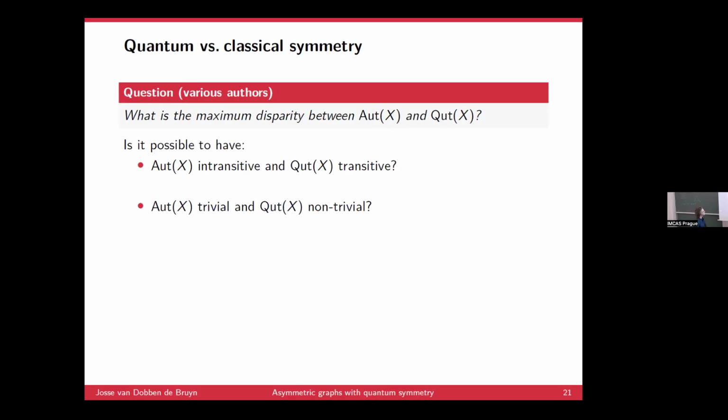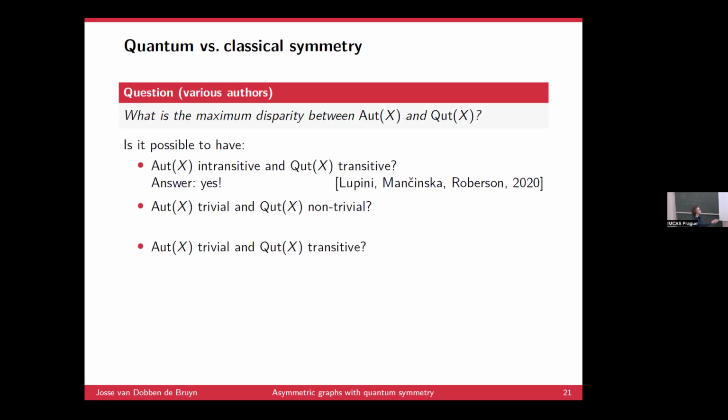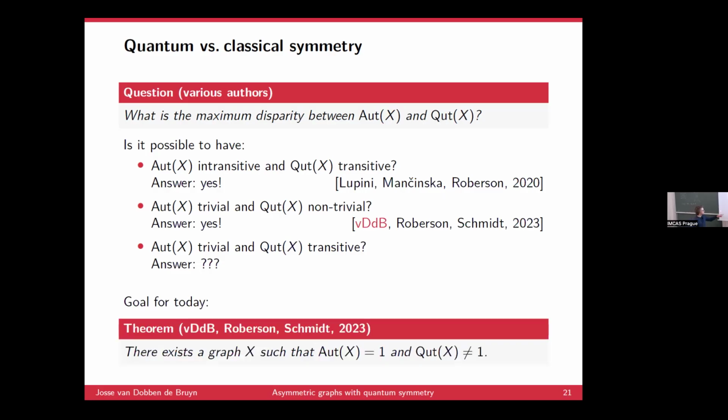Another question that has been asked: can we have a trivial automorphism group, non-trivial quantum automorphism group? Or can we combine them even? Can we get an automorphism group that's trivial and the quantum automorphism group acts transitively, which is at the far opposite? So the first was answered in the positive by Lupini, Mančinska, and Roberson. The second will be the topic of the talk today, and the third question is still open. And the goal for today is to show that there exists a graph X with trivial automorphism group, non-trivial quantum automorphism group.